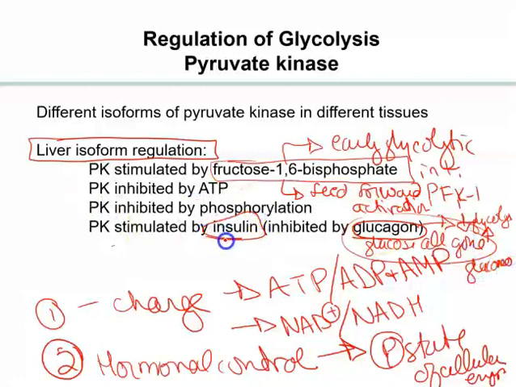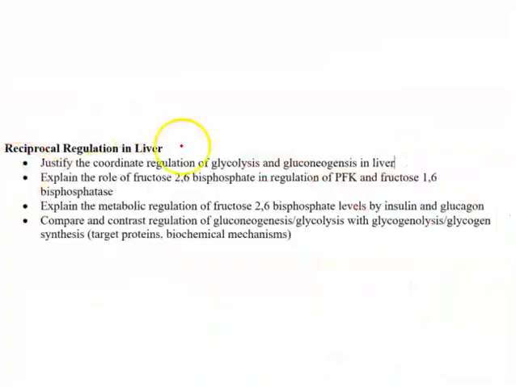Insulin is released by the pancreas when blood glucose levels are high, and insulin will drive activation of metabolic pathways to reduce blood glucose. So insulin is going to increase activity of enzymes in glycolysis and glycogenesis, so the formation of glycogen. Take a moment, pause the video, and read these learning objectives.